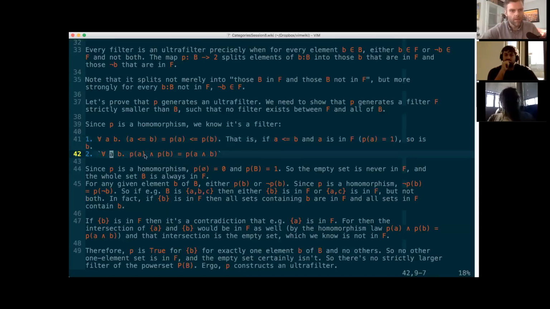Okay. The second condition was that if A and B are both in the set, that is, if P of A and P of B, then also P of A intersect B, right? Since this is a homomorphism, if A is in the set and B is in the set, that is, if both of these are 1, then P of the intersection is also necessarily 1, and vice versa. If this is 0, then this is also 0. Make sense?